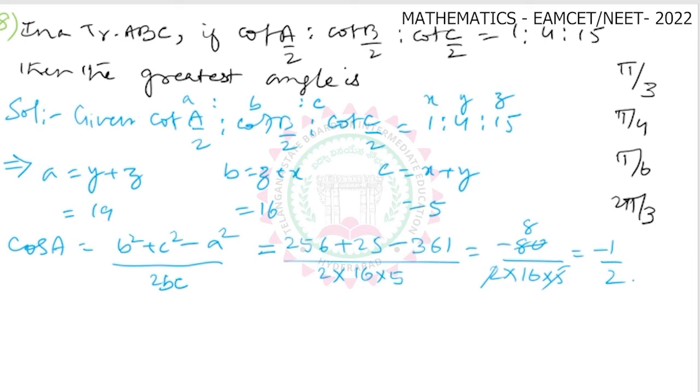So minus 1 by 2 belongs to which angle? Cos 60 is 1 by 2, so this is nothing but cos of 120. It means that cos A is equal to cos 120. Therefore, A is equal to 120 degrees. That is, the answer is 2 pi by 3, the fourth option. Is it clear? So you see, within 2 steps you can simplify this. Now, come to the next question.